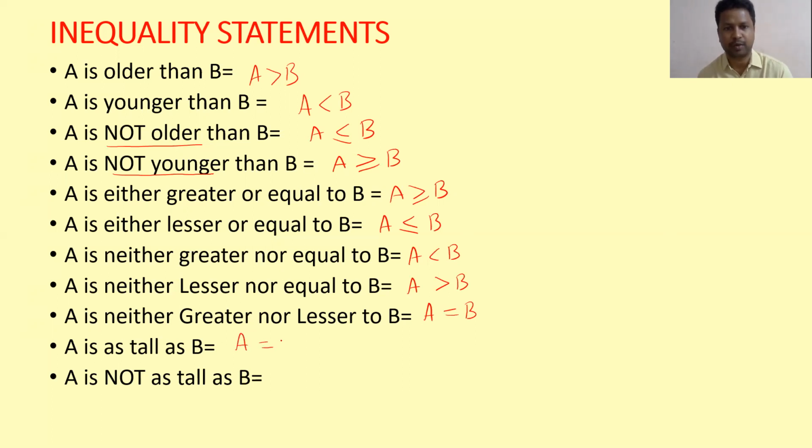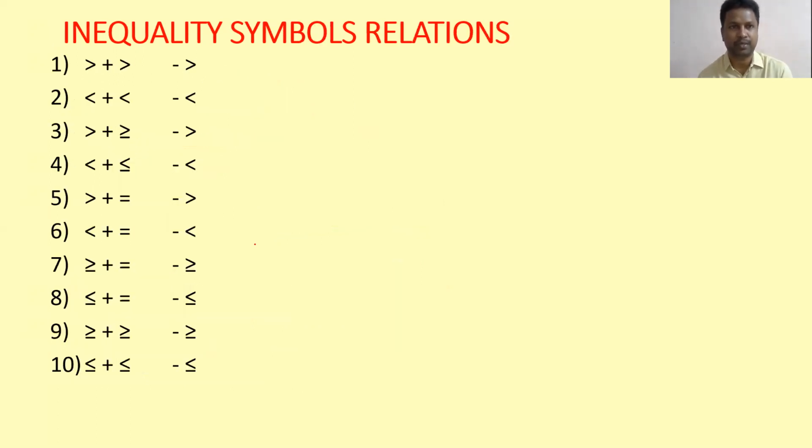As tall as means it's equal to B. A is not as tall as B. A is not as tall as B means A is less than B. Okay, A is not as tall as B. A is not up to the level of B. That's the meaning. A is not up to the level of B. That is what? A is not as tall as B. So A is less than B. Right? And then inequality symbols.